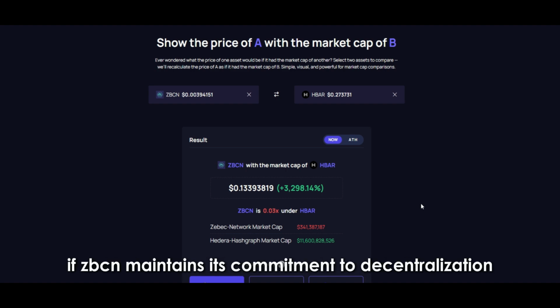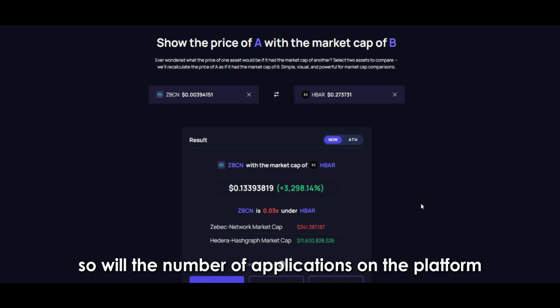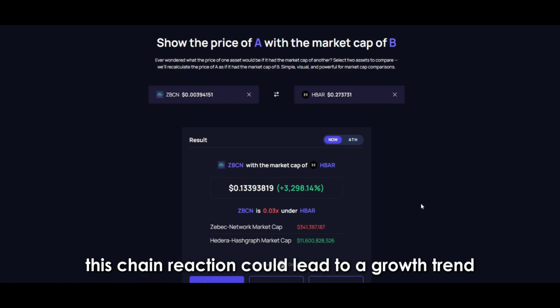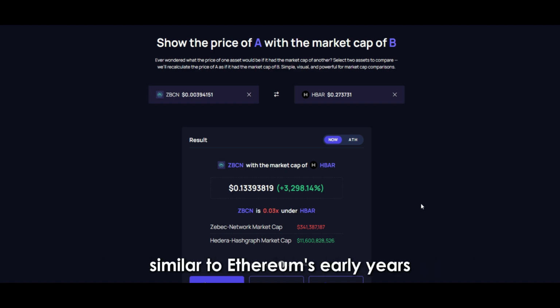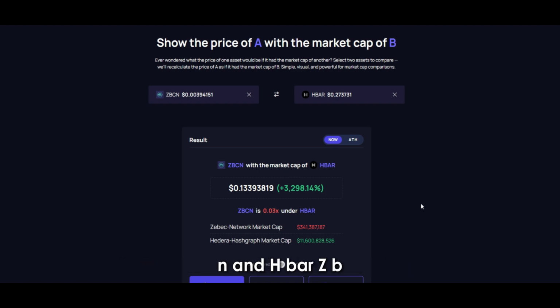If ZBCN maintains its commitment to decentralization, builds user-friendly interfaces, enhances NFT and DeFi integrations, and diversifies its on-chain activities, it could attract more developers. As the developer count increases, so will the number of applications on the platform, which in turn will drive user growth. This chain reaction could lead to a growth trend similar to Ethereum's early years. In conclusion, while there is currently a large gap between ZBCN and HBAR, ZBCN has the potential to close it.